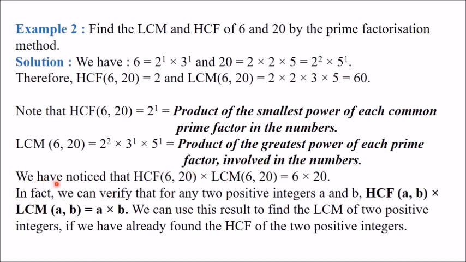So we have noticed that HCF of 6 and 20 times LCM of 6 and 20 is equal to 6 into 20. In fact, we can write that for any two positive integers a and b, HCF of a and b into LCM of a and b is equal to a into b. We can use this result to find LCM of two positive integers if we have already found HCF of the two positive integers.